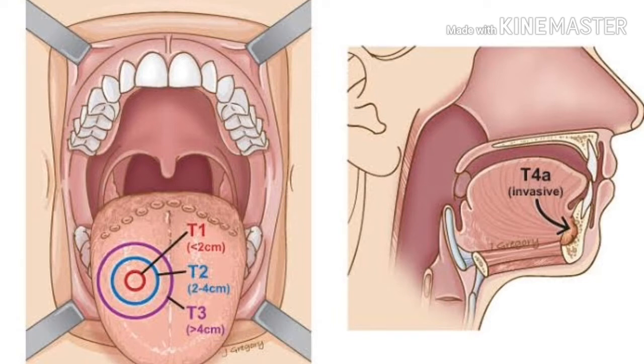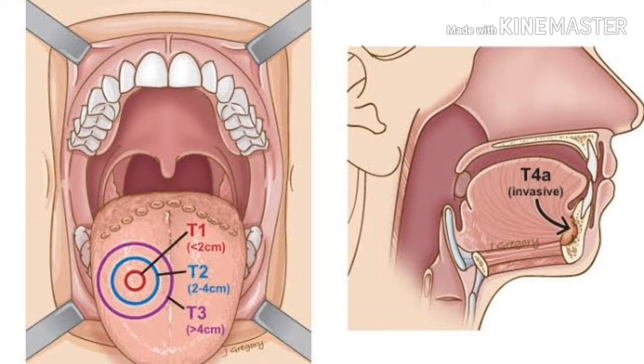Okay, so you have answered many questions. Now tell me, what is the T definition of AJCC staging of oral carcinoma? Yes, sir. Tx is primary tumor cannot be assessed. T0 is no evidence of primary tumor. Tis is tumor in situ. T1 is tumor less than or equal to 2 cm in greatest dimension. T2 is tumor greater than 2 but less than 4 cm in greatest dimension. T3 is tumor greater than 4 cm in greatest dimension. T4 is tumor invading adjacent structures.